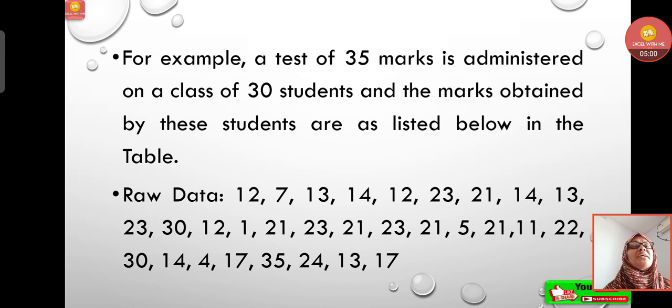Now let's see an example. A test of 35 marks is administered to a class of 30 students and the marks obtained by these students are as listed below in the table. Raw data is given here, presented in a row.